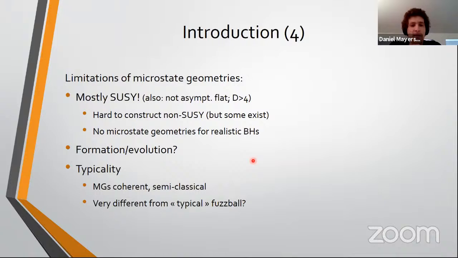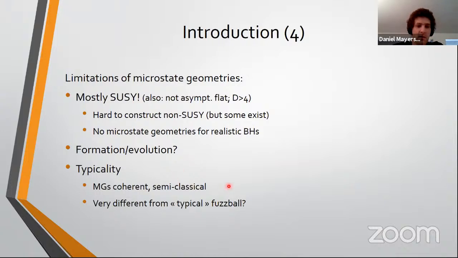Moreover, we don't know the answer to a lot of dynamical questions, right? We don't really know how they form explicitly. We don't know how they evolve. We have some studies, some indications as to what should or should not happen. But in general, this is a very hard question, of course, to ask what the dynamics of these things are. This is also related, of course, to the fact that supersymmetric microstate geometries, because they're supersymmetric, don't really have a lot of dynamics going on, right?